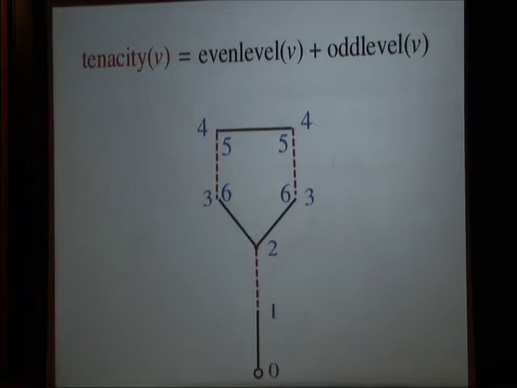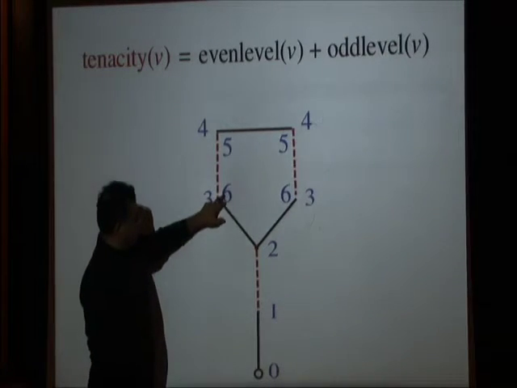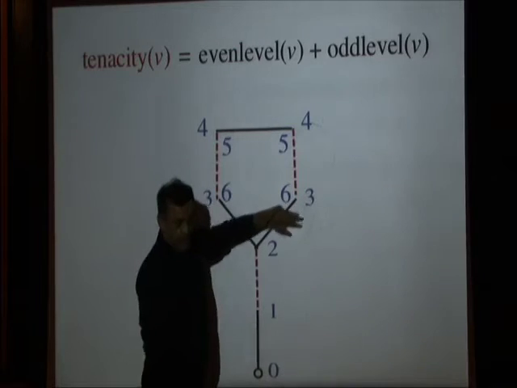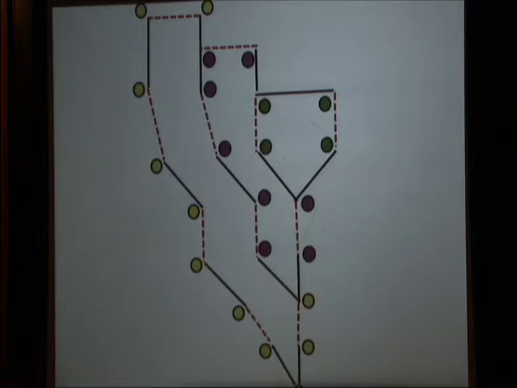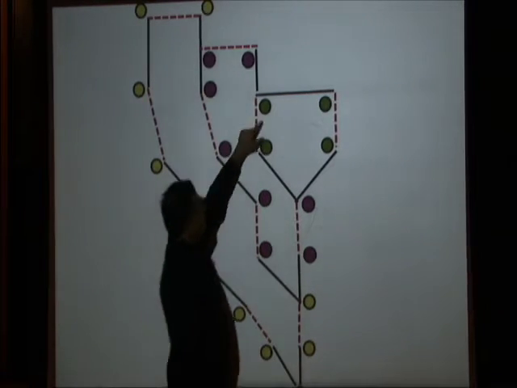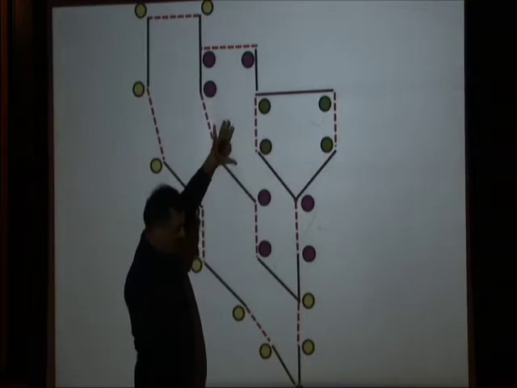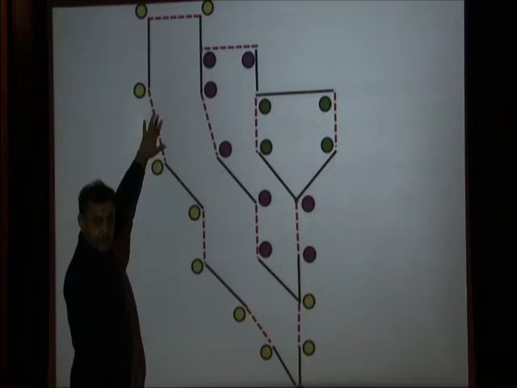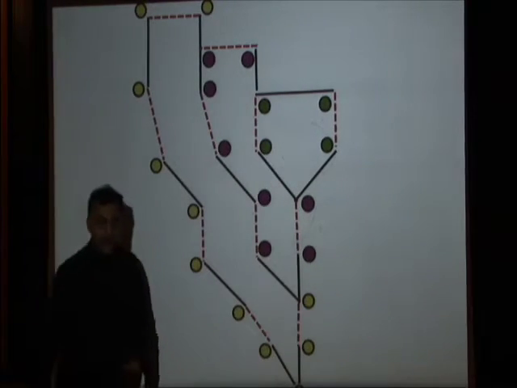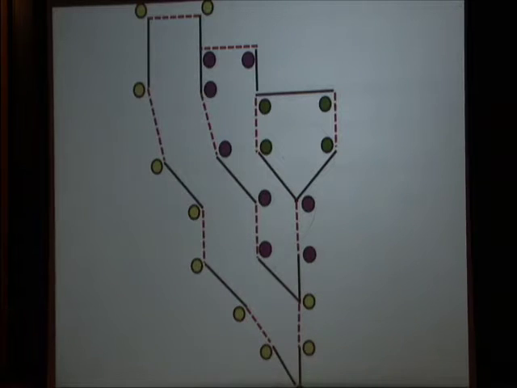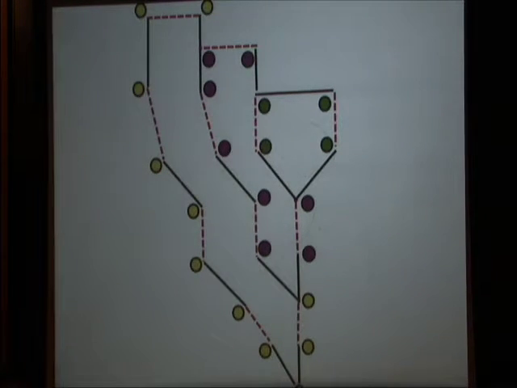Okay. Now we come to some graph theoretic facts. Let's define the tenacity of a vertex to be its even level plus odd level. Okay. So notice 3 plus 6 is 9, 4 plus 5 is 9, and 9 and 9, right? Here, all these green vertices have green tenacity, purple have purple tenacity, which is bigger, yellow have yellow tenacity, which is bigger, and this guy has infinite tenacity right now because his odd level is infinite right now, right? In the graph that is there so far.